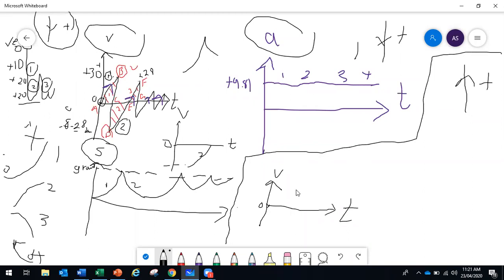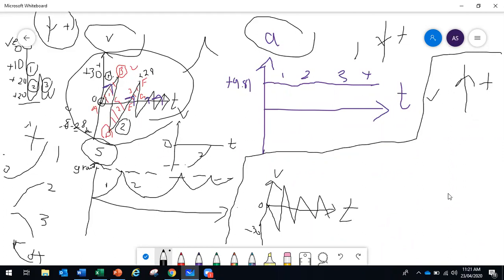Going down or going up? Going down. It should go down, down to negative 30. So what is the conclusion? A similar graph is going to repeat again, but like a reflection in the x-axis. So it's going to be like this. Sorry, it's going to be like this. VT graph, upwards as positive.